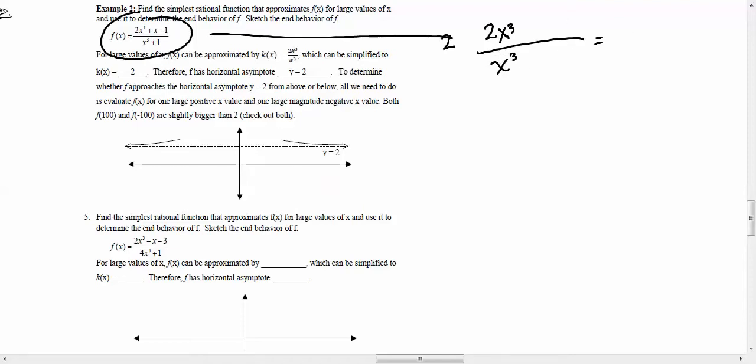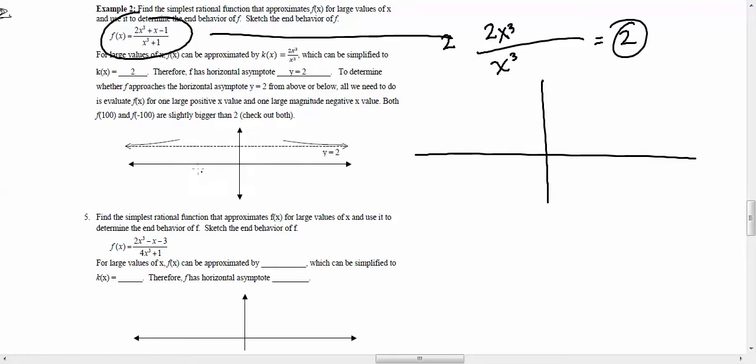Let's see, that reduces to just straight up 2, which basically tells us that the horizontal asymptote, as we let x get further and further out, is going to approach just the straight up number 2. So your asymptote is going to look something like this.